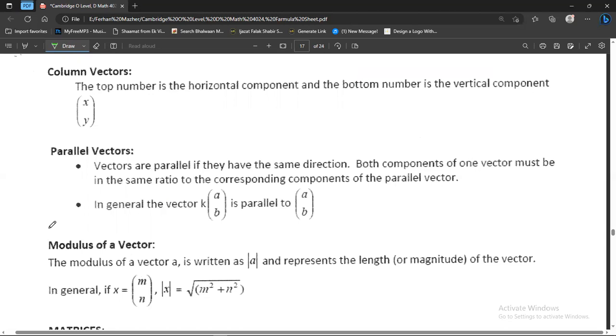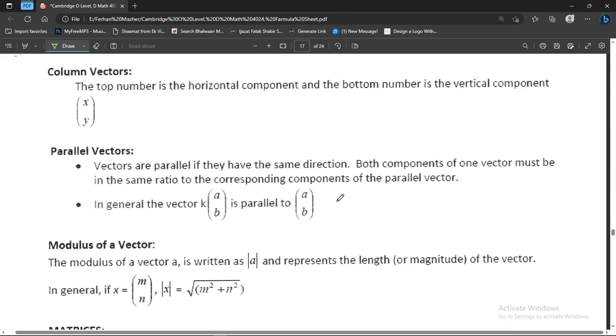Parallel vectors. The vectors are parallel if they have the same direction. Both components of one vector must be in the same ratio to the corresponding components of the parallel vector. In general, the vector K times AB is parallel to AB. If the basic column vector is the same, here you have 2, here you have 3, here you have 4, here you have 1 by 4, then you can say they are parallel to each other.